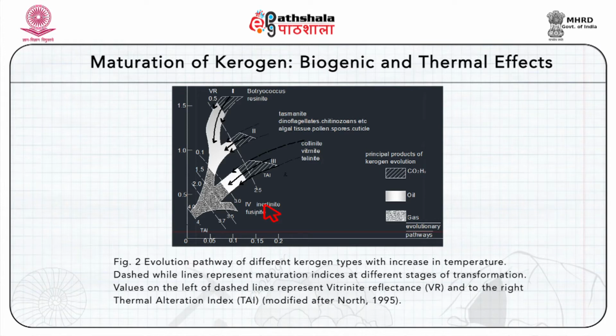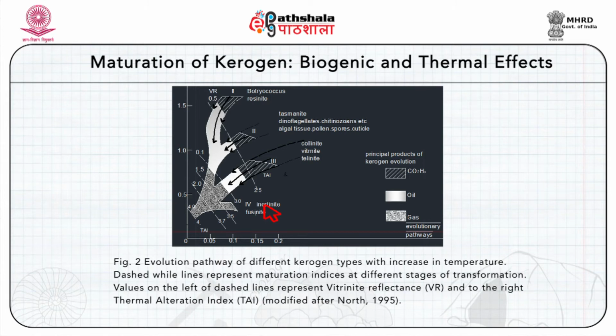What we can see is that above this diagram we have superimposed 2 more maturation indices. One is vitrinite reflectance, another is the thermal alteration index. So, one side the VR indicates the vitrinite reflectance and TAI indicates the thermal alteration index.